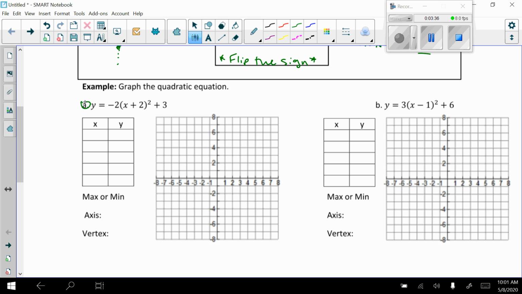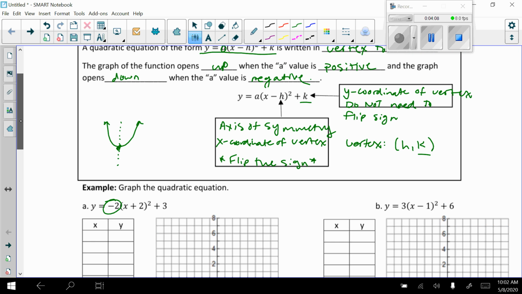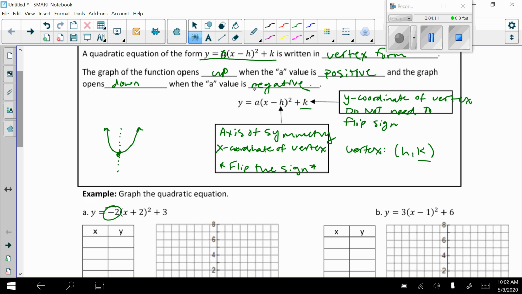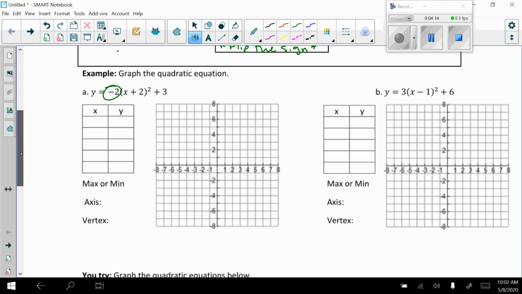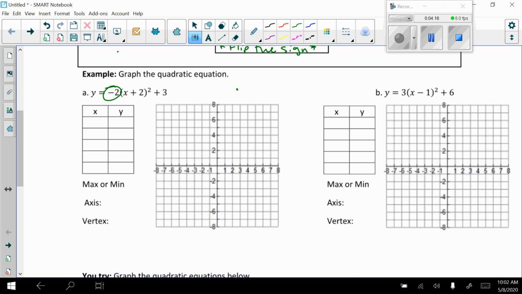I'm going to look at example A right here, and that'll wrap it up for this video. We're always going to make a table. It's asking me if I have a maximum or minimum, what the axis of symmetry is, and what the vertex is. Let's think about maximum or minimum. That depends on whether the parabola opens up or down. To determine that, all I have to do is look at the leading coefficient, which in this case is -2. Is it positive or negative? If it's positive, it opens up, and if it's negative, it opens down.